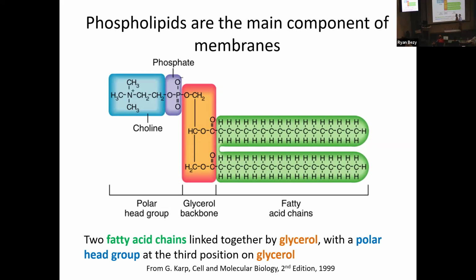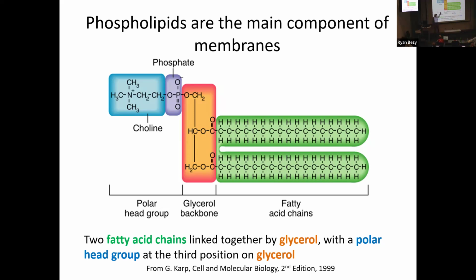Saturated fatty acids have no double bonded carbons in them. Are there any double bonded carbons in the green parts here? Nope. All the carbons have single covalent bonds between them, and so that is going to be a saturated fatty acid. An unsaturated fatty acid is going to be any hydrocarbon chain that has double bonded carbons, two carbons that have a double covalent bond between them.